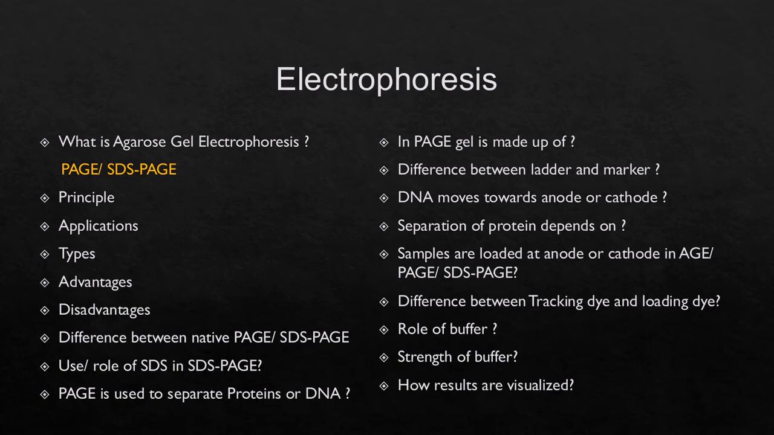Then next is, are samples loaded at anode or cathode in case of AGE, PAGE and SDS-PAGE? Then next is difference between tracking dye and loading dye. Then role of buffer, then strength of buffer, 1x or 5x buffer is used, and last is how results are visualized. Okay, so the answer is here, one is loading dye, one is tracking dye.